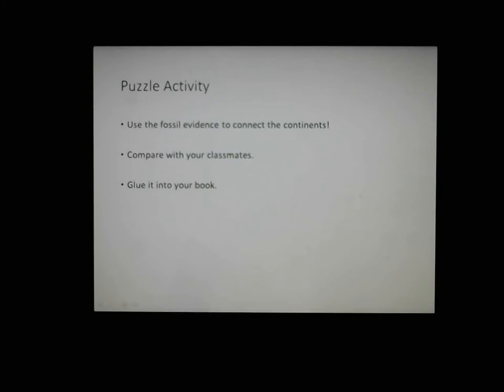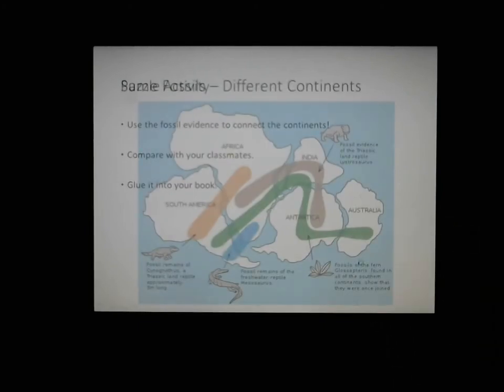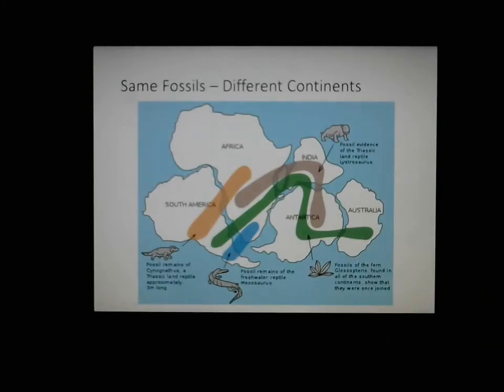Okay, hopefully we've had a go with that now. This is sort of the answer. South America, they're off to the side of Africa, which we saw in a couple of those animations. You've got India, and then Antarctica, and then finally Australia on the end. So this fern, Glossopteris, okay, is found across all those continents.